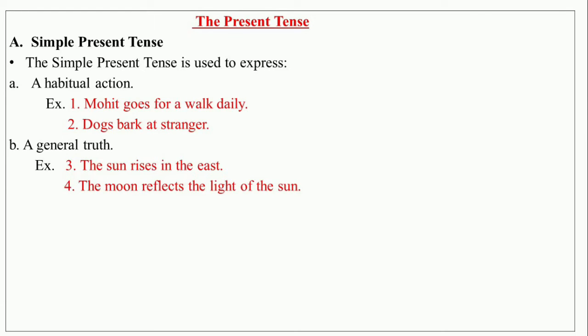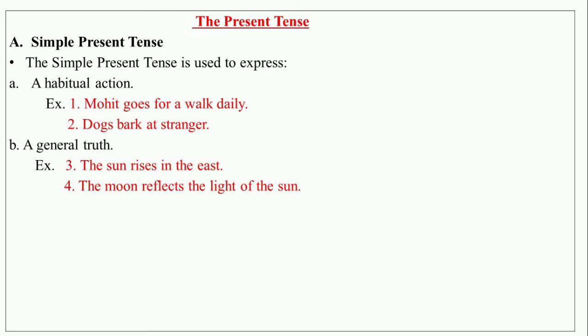Simple present tense is used to express habitual action and general truth, as you are seeing in the example. Mohit goes for a walk daily. Dogs bark at strangers. Here the verb goes shows the habit of Mohit. Students, let's see the example of the verb bark. The second example of the verb bark shows the habit of the dog.